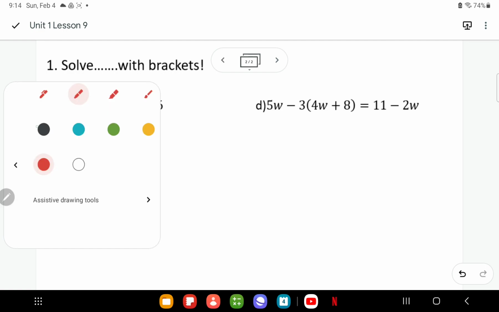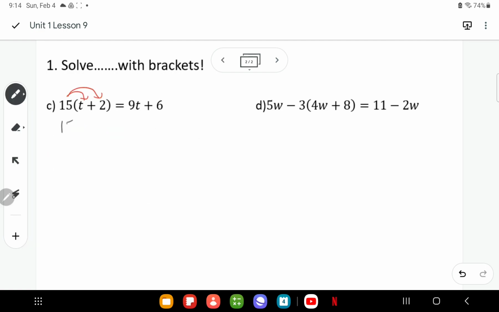And did you multiply in here to get 15t plus 30 equals 9t plus 6? Then I'm double checking. Do I have any like terms? Nope. Any like terms over there? Nope. So then I'm going to start to solve.